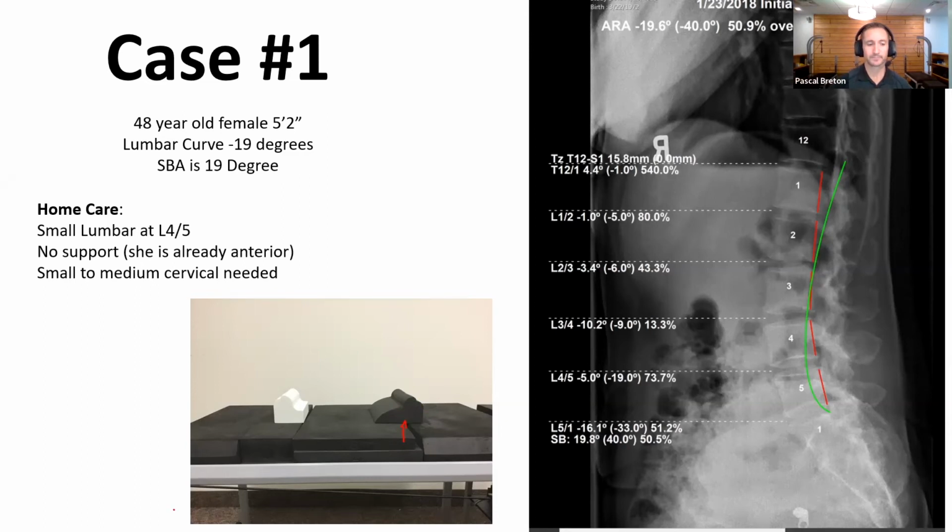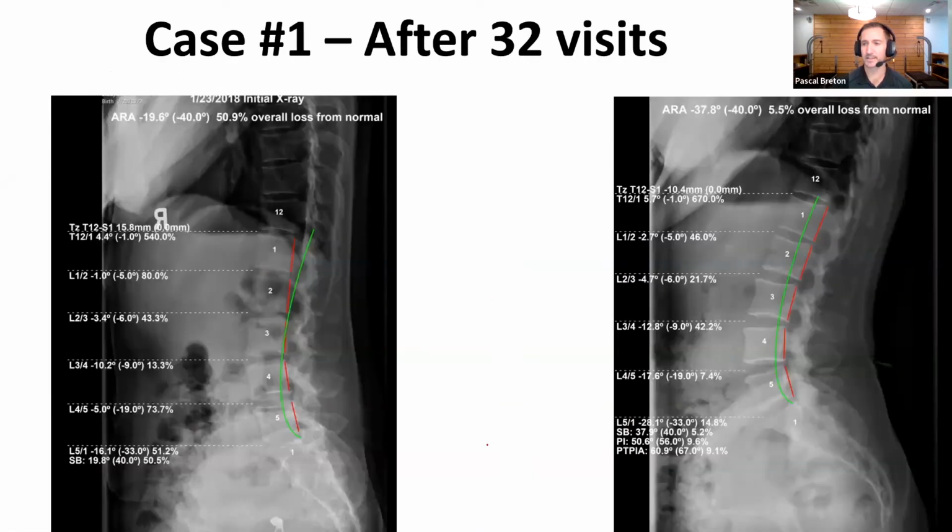Okay. This is her after 3 months when we do our first re-x-ray, when we check in to see how things are doing. This is her curve after 3 months. She goes from 19 degrees on this side to 37 degrees on this side. Wow, right? How do we do? Fantastic. Sacral base went from the same thing, 19 degrees to 37 degrees. This is one of those wow cases.